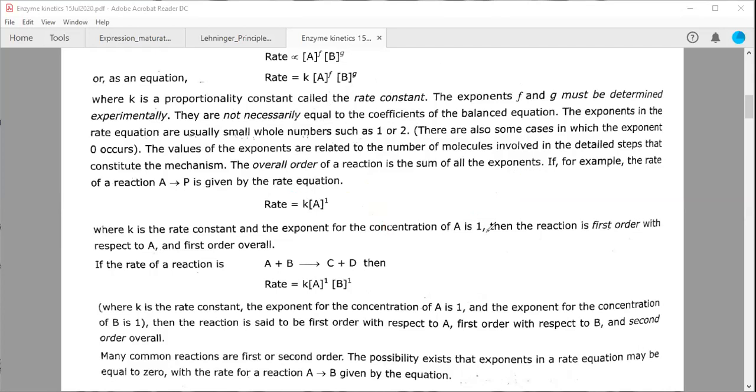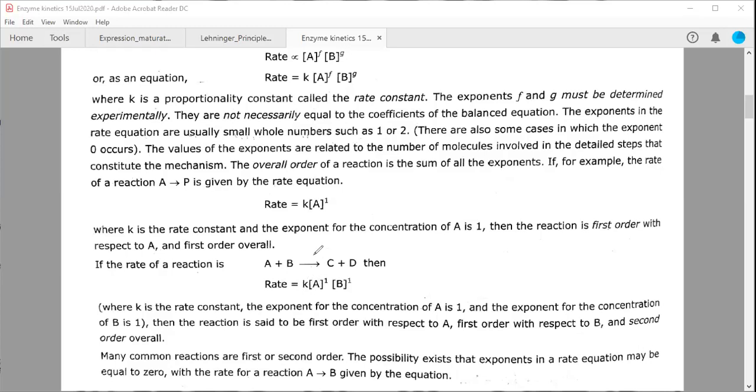Then again, suppose there are two substrates, A and B, getting converted into two products, C plus D. So you will put these values as 1 and 1 here, and simply add a proportionality constant here.